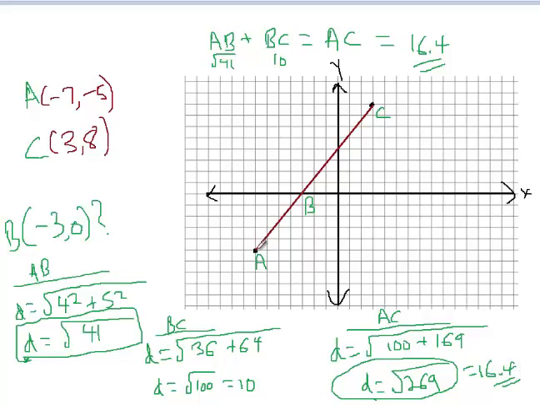The distance from here to here plus here to here is 16.4, and the distance from here to here is 16.4, which means B is properly on the line.